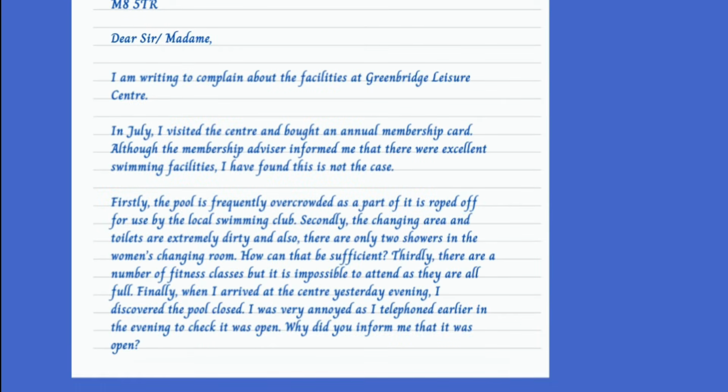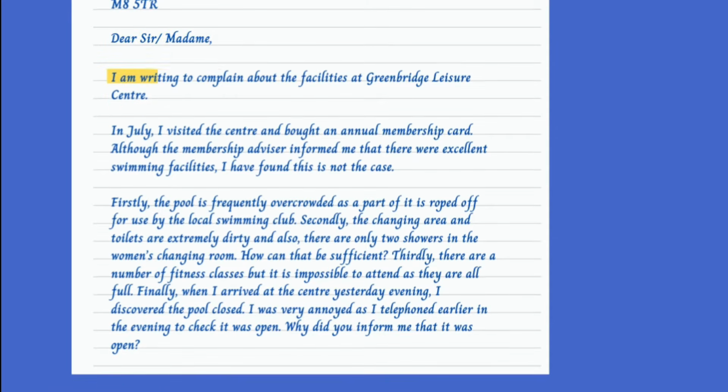You can start the letter with Dear Sir or Madam. You will use this when you do not know the name of the person you're sending it to. You can use Dear Sir or Madam and then a comma. Then you can continue the letter. I am writing to complain about the facilities at Greenbridge Leisure Centre. You can use the same I am writing to structure to open any formal letter.